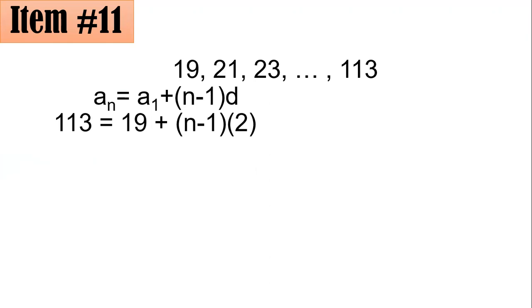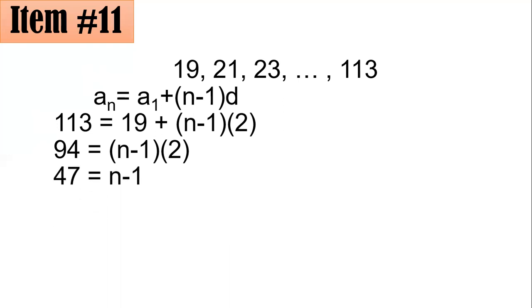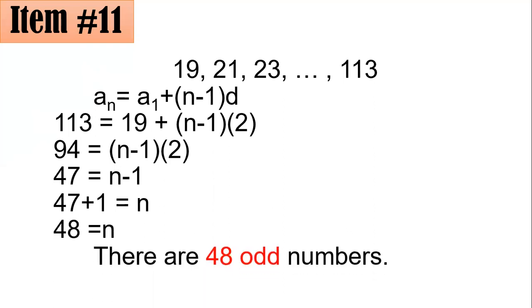So subtracting both sides by 19, the left side will become 113 minus 19, or simply 94. And that's equal to the product of n minus 1 and 2. Dividing both sides of the equation by 2, 94 divided by 2 will give you 47, equals n minus 1. Add 1 to both sides, and you will get the value of n, which is 48. Hence, from 19, 21, 23, all the way until 113, there are 48 odd numbers, letter C.